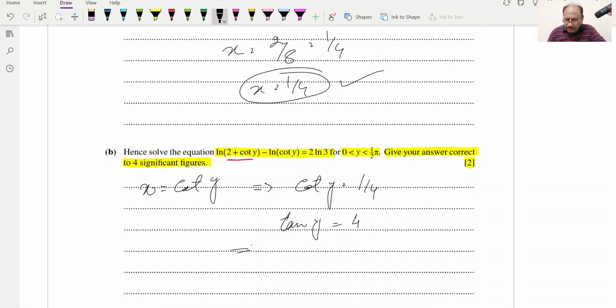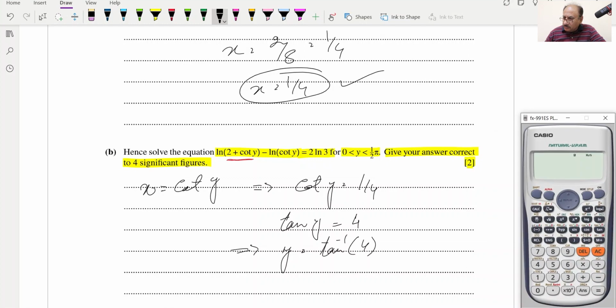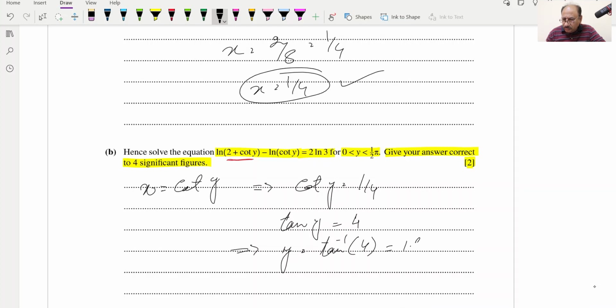So this implies y is equal to tan inverse of 4, and tan inverse of 4 is what? Shift tan 4 is equal to 1.326, and this is the value which we were supposed to find, up to 4 significant figures. Hopefully you understood this.